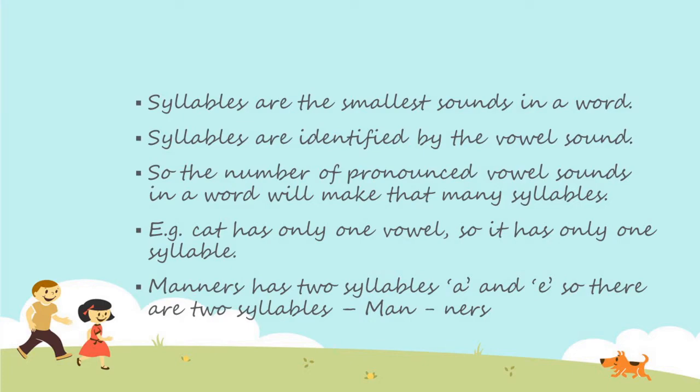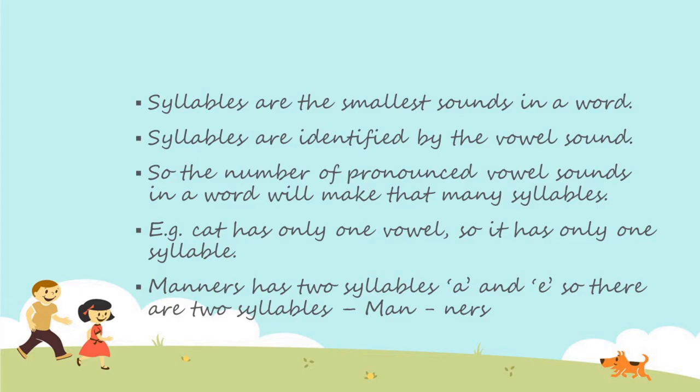If you have more than one vowel sound, for example, I have given here manners. So you have a and a. Both the sounds can be heard when you're saying it. So you have 2 syllables here, manners. Similarly, if you have beautiful, you have beautiful. So you have 3 syllables there because 3 vowel sounds can be heard.